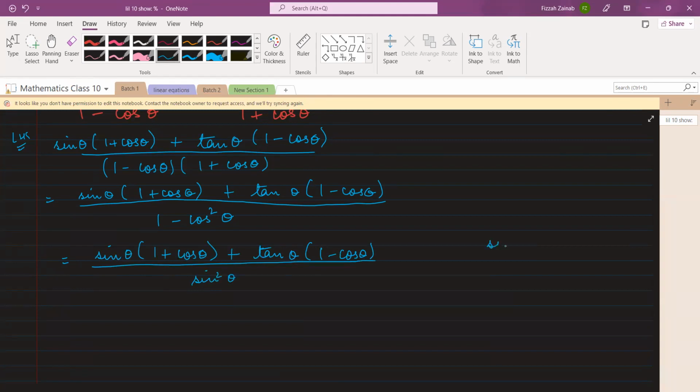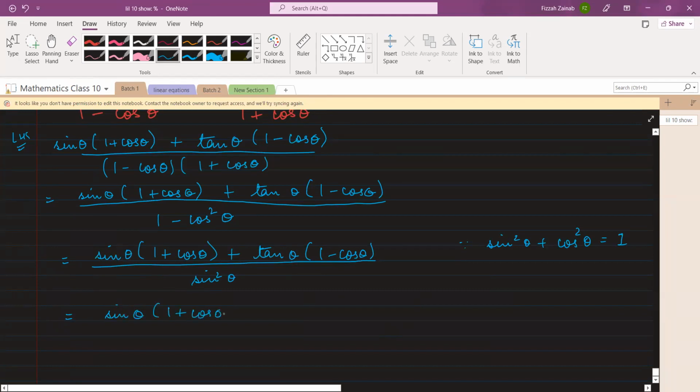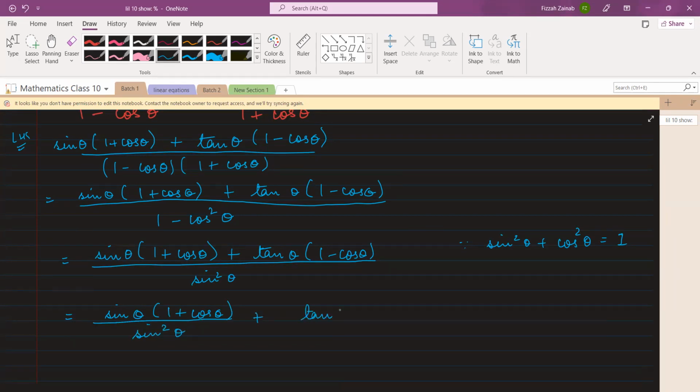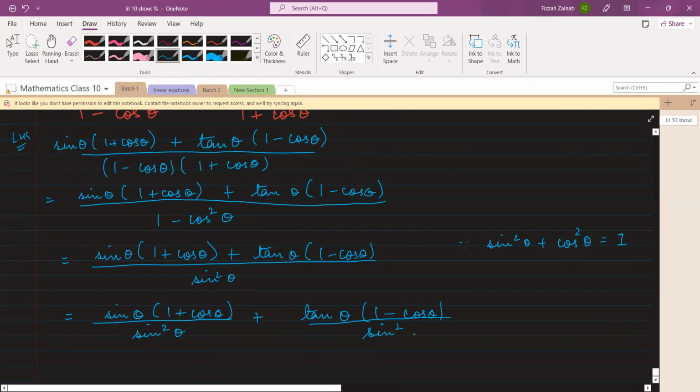So as we know, sine square theta plus cos square theta is equal to 1, right? Okay. So if you split the terms now, this is sine theta into 1 plus cos theta divided by sine square theta. Similarly, tan theta into 1 minus cos theta divided by sine square theta.